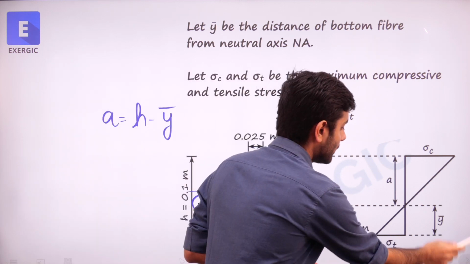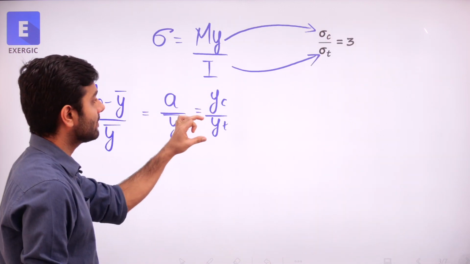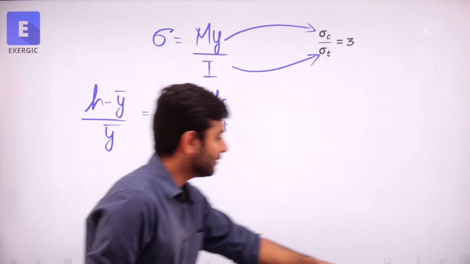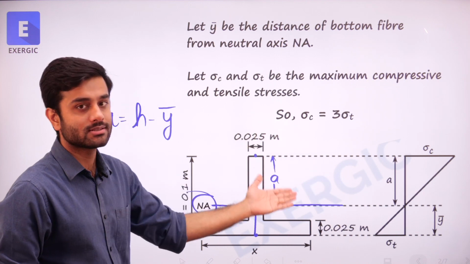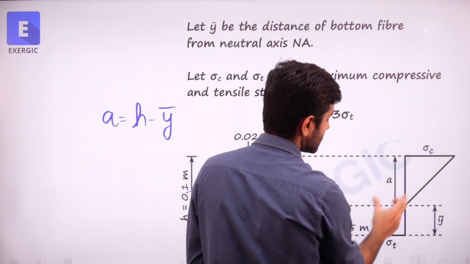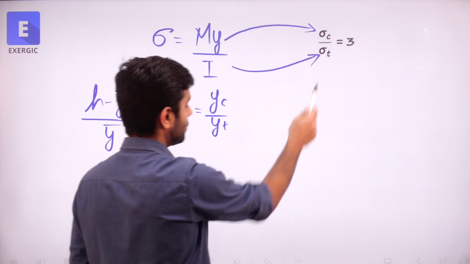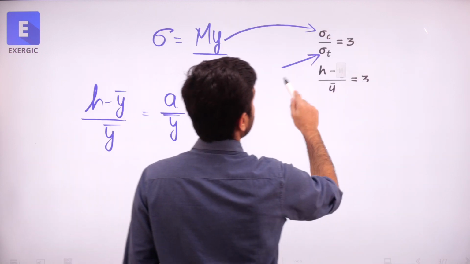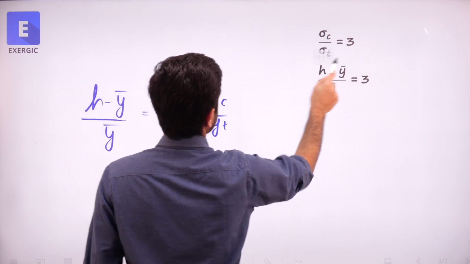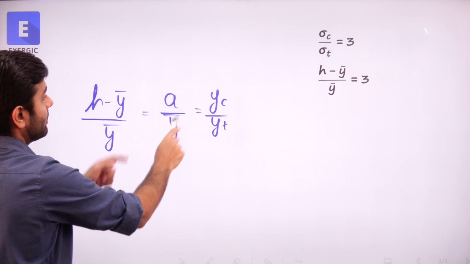So in this question, as I told you, yc and yt values will eventually come out to be h minus y bar divided by y bar as per these notations. H minus y bar divided by y bar, right? That is equal to sigma c by sigma t, which is equal to 3. So putting this value here, this is what we are going to get, h minus y bar divided by y bar.